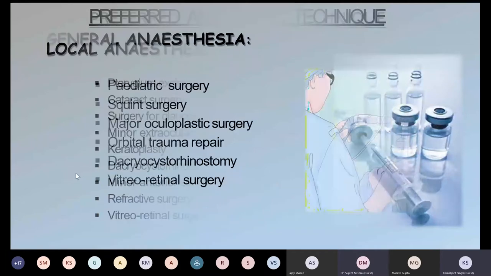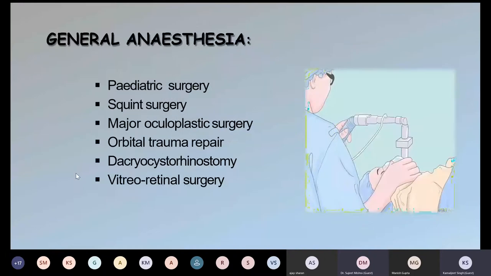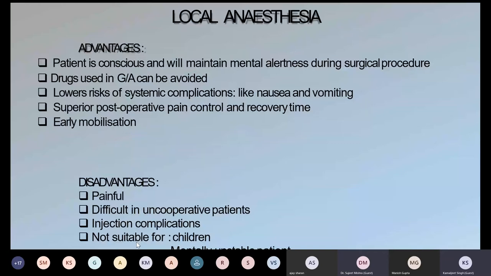And general anesthesia is used especially in squint surgery and pediatric surgery, as I already mentioned, and orbital tumor repair. Sometimes in vitreoretinal surgery this may also be required. Then with local anesthesia, the most important thing is that the patient is conscious and maintains mental alertness. And we always tell our residents not to talk while the surgery is being done, because many a time all these sounds create a lot of trouble for the patient.